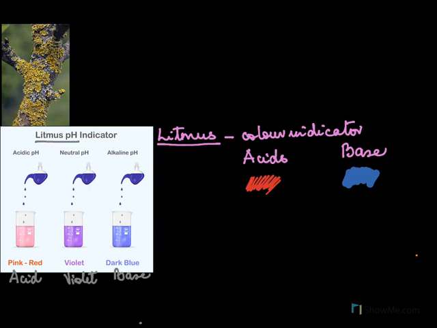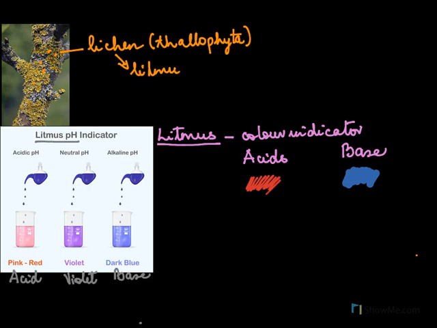Now litmus is extracted from a lichen. Here is a picture of lichens. Have you seen these? These grow on trees. They belong to the group called Pterophyta, which we learnt last year in diversity. And from this lichen, the purple dye litmus is extracted. Not just any lichen, it's a particular lichen from which the litmus is extracted.